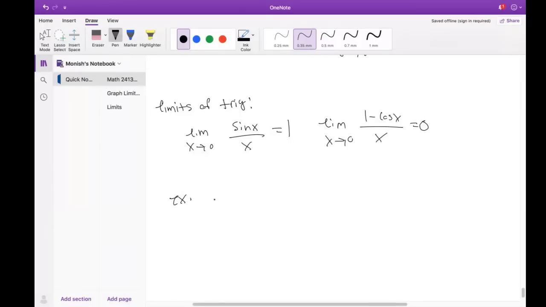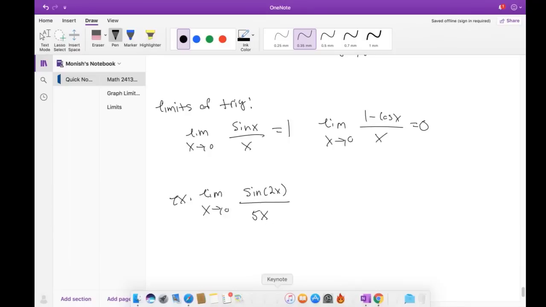So if I had the limit as x approaches 0 of sine of 2x divided by 5x, does anyone know how I would start this problem? Do you want to multiply by 5 over 5, or do you want to multiply by 2 over 2? Yeah, that's what I meant.